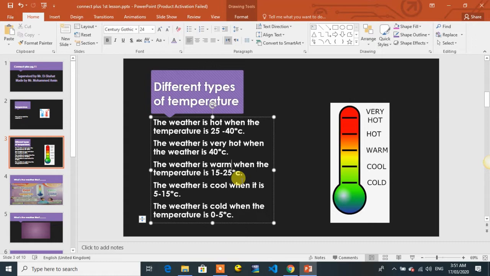Warm when the temperature is 15 to 25 Celsius. So when we have a temperature from 15 to 25, this means the weather is warm. Guess, when can we see a warm weather?